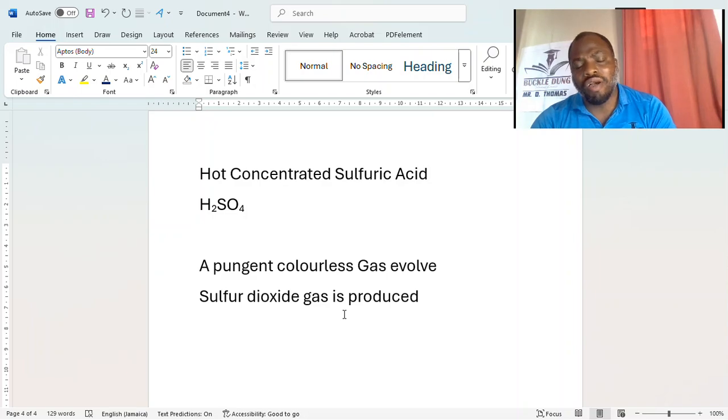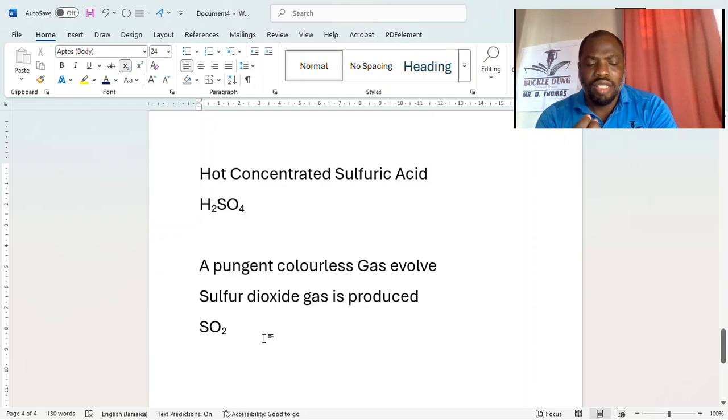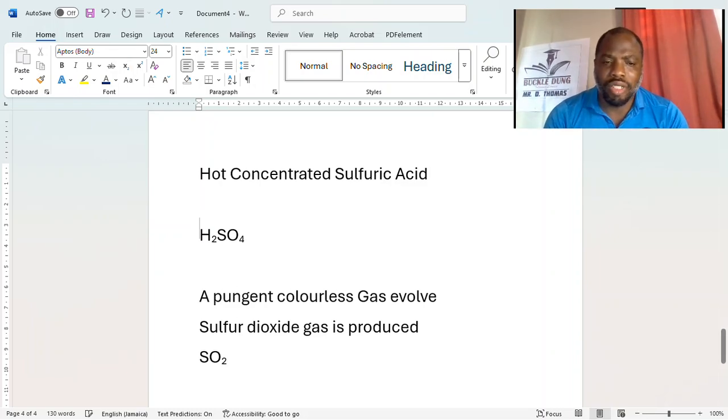Now, if you can recall in my previous videos, we said that reduction, initially, scientists look at it in terms of the loss of oxygen. Now, when you think about sulfur dioxide, the formula looks like this. So again, we can appreciate the concept is about that sulfur. Remember, in this case, now we can work it out.